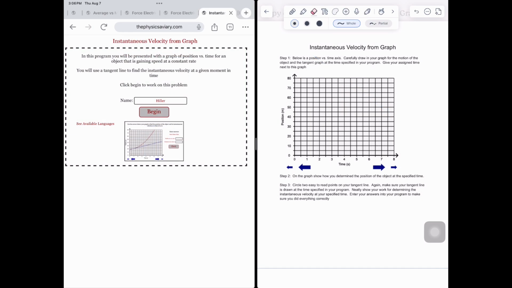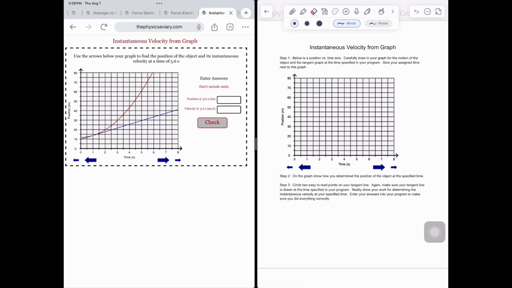Question number 8, instantaneous velocity from graph. In this program, you'll be presented with a graph of position versus time for an object that's gaining speed at a constant rate. In other words, constant acceleration. You will use the tangent line to find the instantaneous velocity at a given moment in time. Go ahead and put your name into the program. Let's get working.